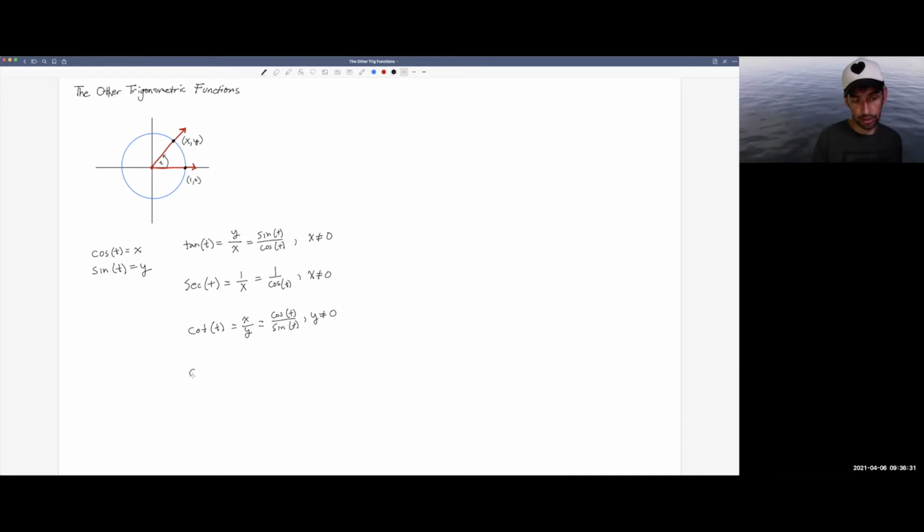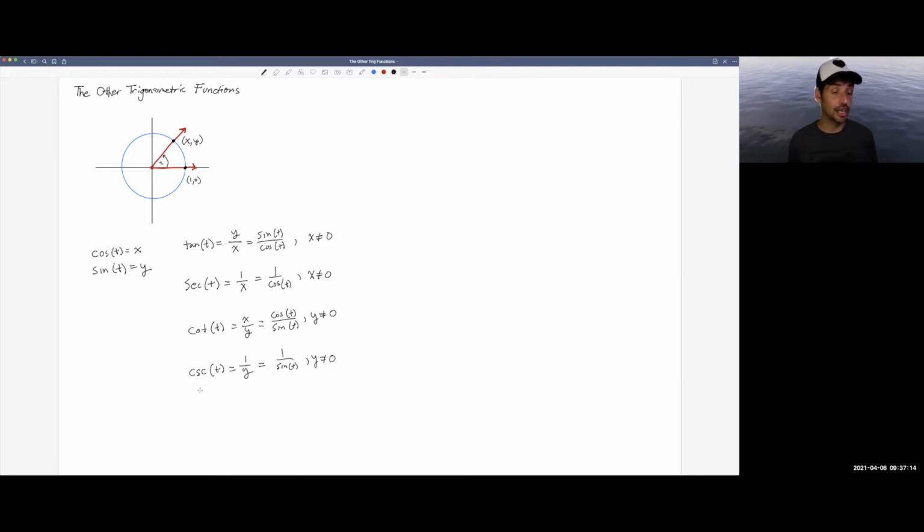And one more, cosecant of t is going to be 1 over y, which is 1 over the sine. And again, this is not defined when sine is 0, or when the vertical coordinate is 0 in this unit circle construction. Okay, so these are the 6 trig functions, right? Sometimes we think about sine, cosine, and tangent as our base set of functions, and then secant, cotangent, and cosecant are reciprocals. Each of them is a reciprocal of one of those.